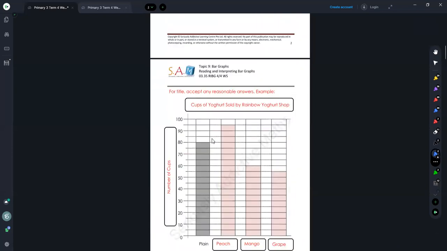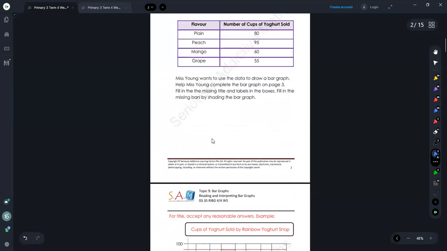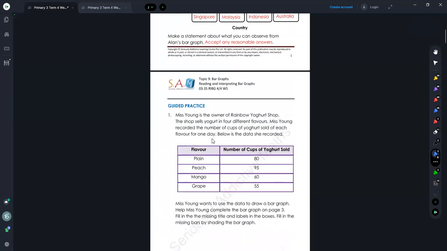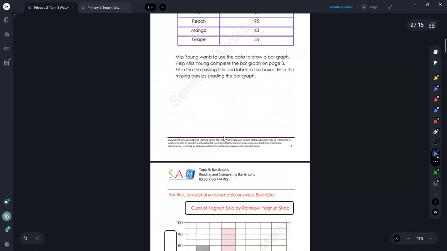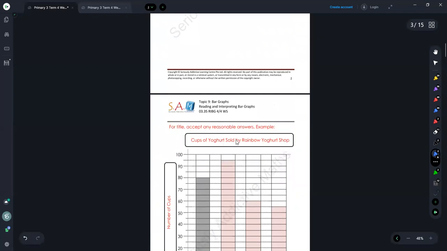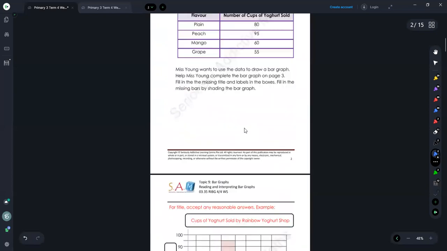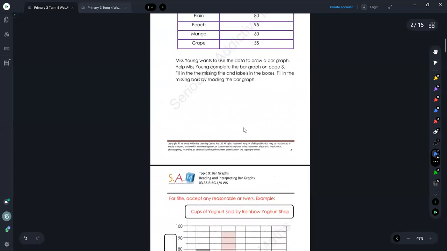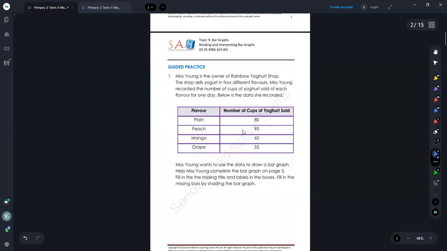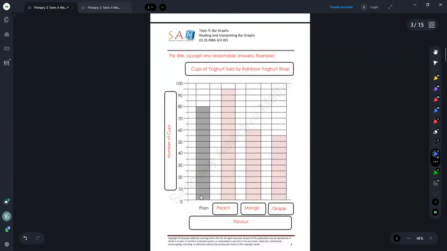The next question, based on this set of data, is that they are supposed to draw or complete the bar graph. So what I'm supposed to do here is look at the numbers here. They need to decide what this bar graph is for. How do they name it? It can be any acceptable answer, but here you can name it cups of yogurt sold by Rainbow Yogurt Shop. That's one suggested answer. The numbers here will refer to the number of cups, and then here will refer to the flavor. So they can decide what they want to do for each.